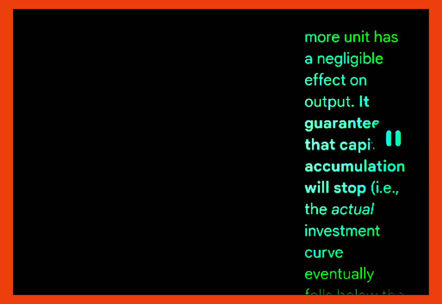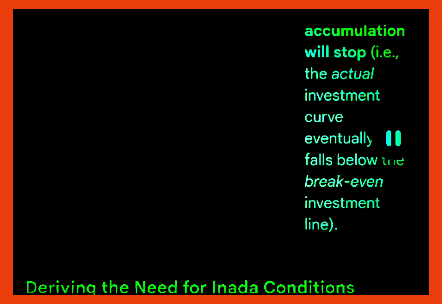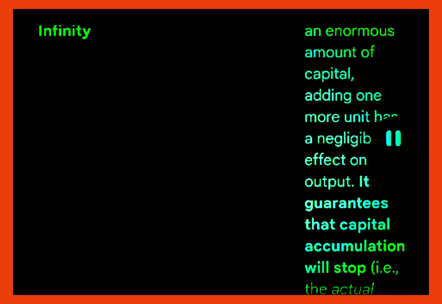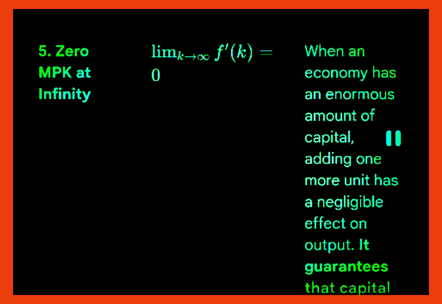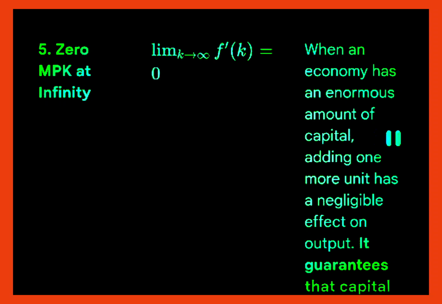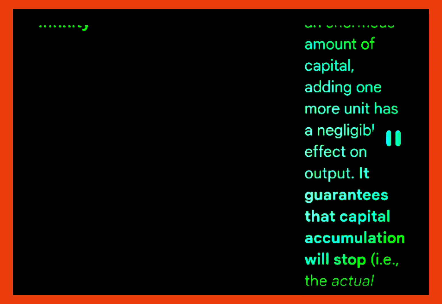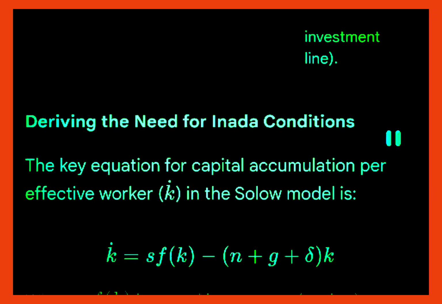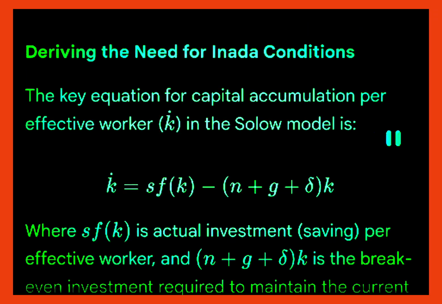6. Zero MPK at infinity: the limit as k goes to infinity of f'(k) equals 0. When an economy has an enormous amount of capital, adding one more unit has a negligible effect on output. It guarantees that capital accumulation will stop, i.e., the actual investment curve eventually falls below the break-even investment line.